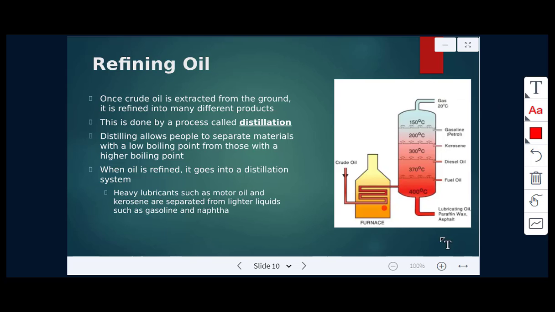Okay, and then we can see all the different products from the crude oil. Fuel oil, there's diesel, kerosene, gasoline, gas. Here at the bottom we have lubricating oil, paraffin wax, as well as asphalt.